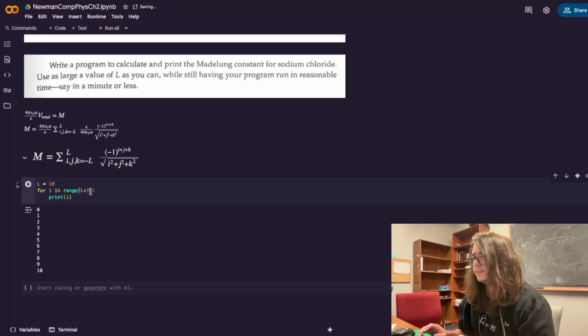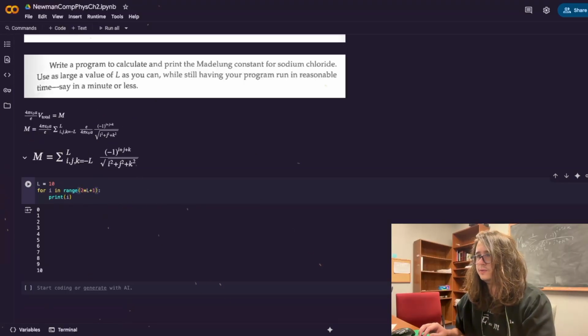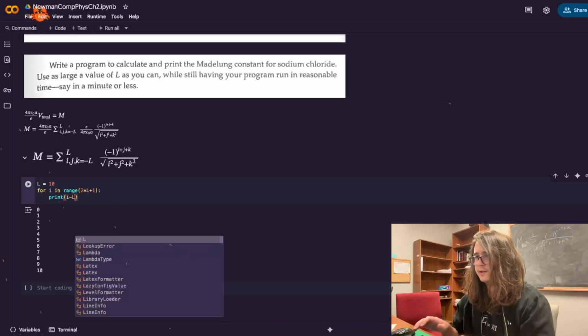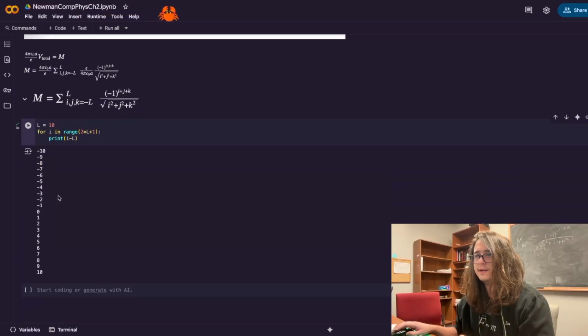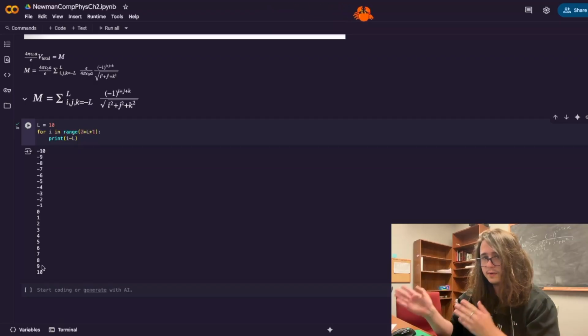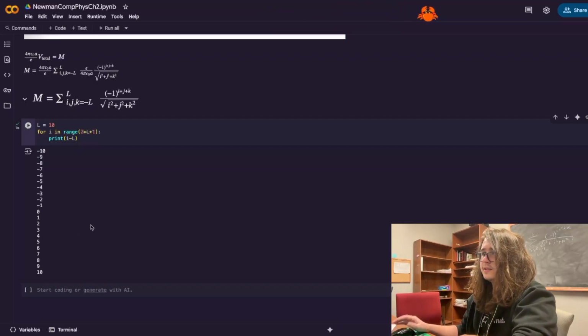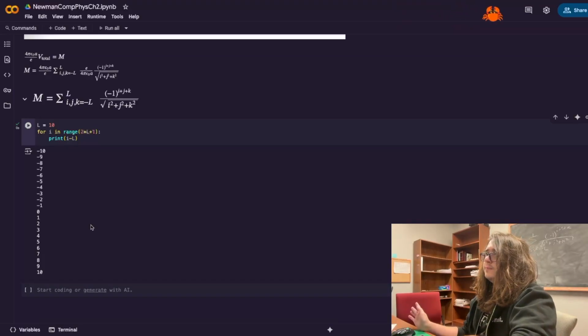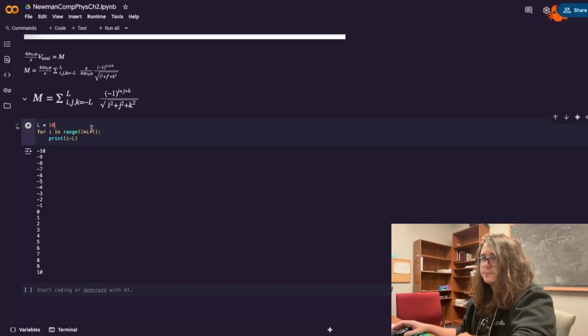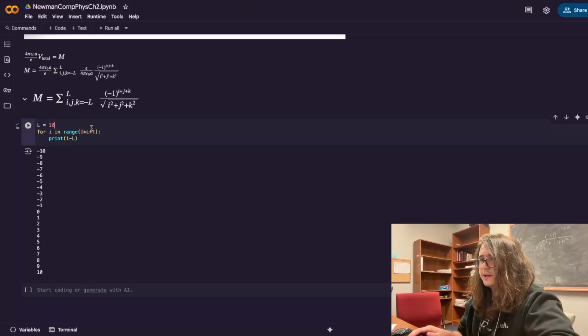And also, we're going to multiply it by 2 inside the range function, and then subtract L inside the print statement. That way it prints out negative values first, right? And then it goes all the way until the positive value for L. That's the solution that I went with. You might find a different solution, but that is what I found.